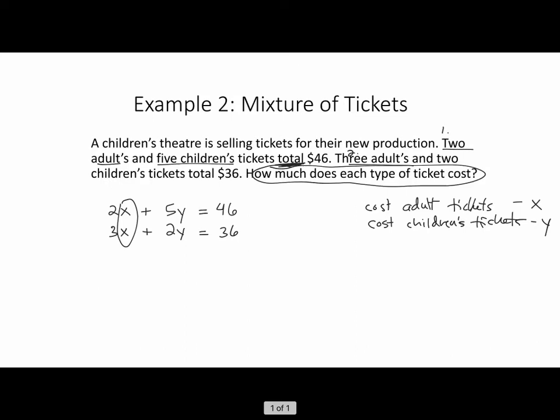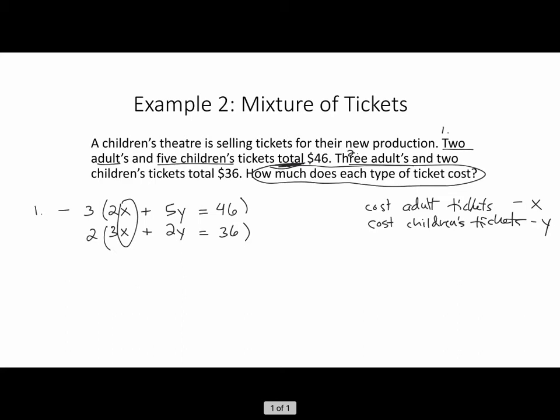Okay, so I need the coefficients to be the same number, but opposite signs. So one of these equations has to be multiplied by a negative. The other will stay positive. So I need a least common multiple between 2 and 3. They don't share any factors, so that's going to be 6. I want this number to be 6. So that means I have to multiply a 3 to the 2 and a 2 to the 3.